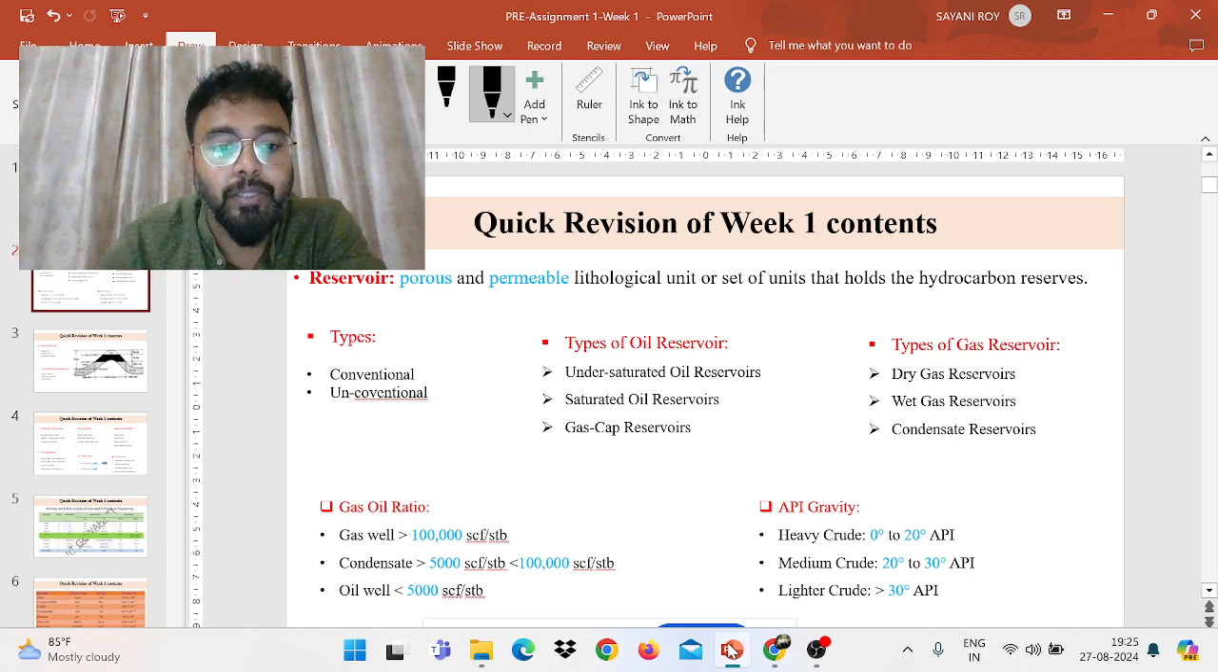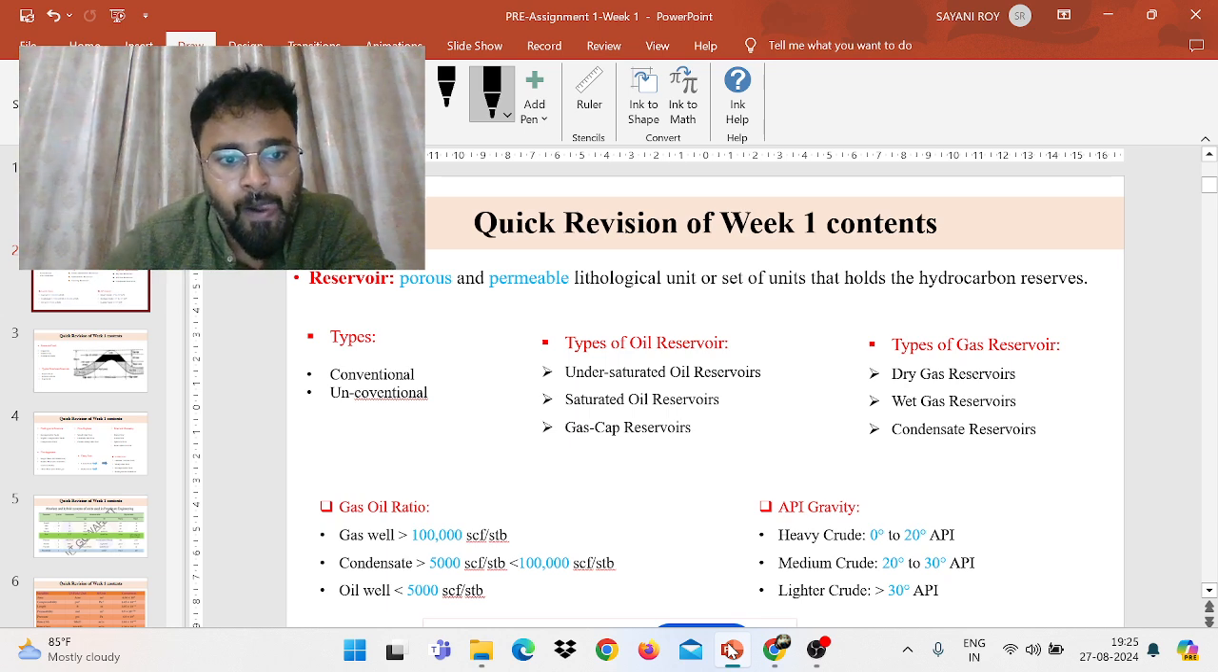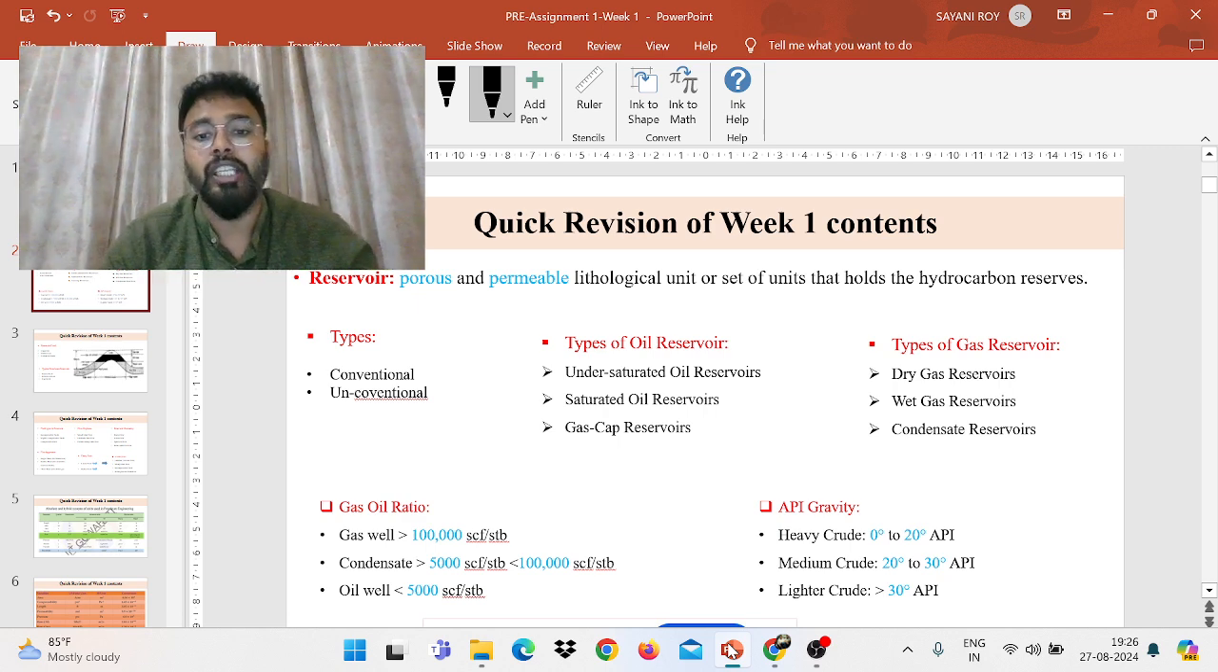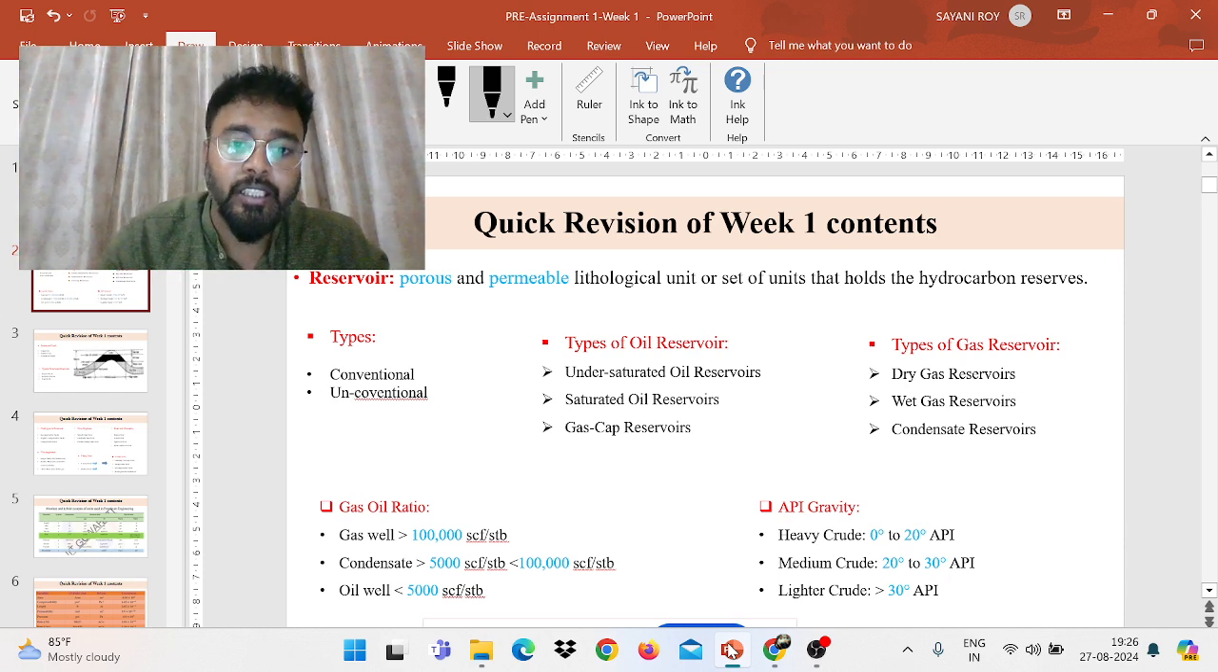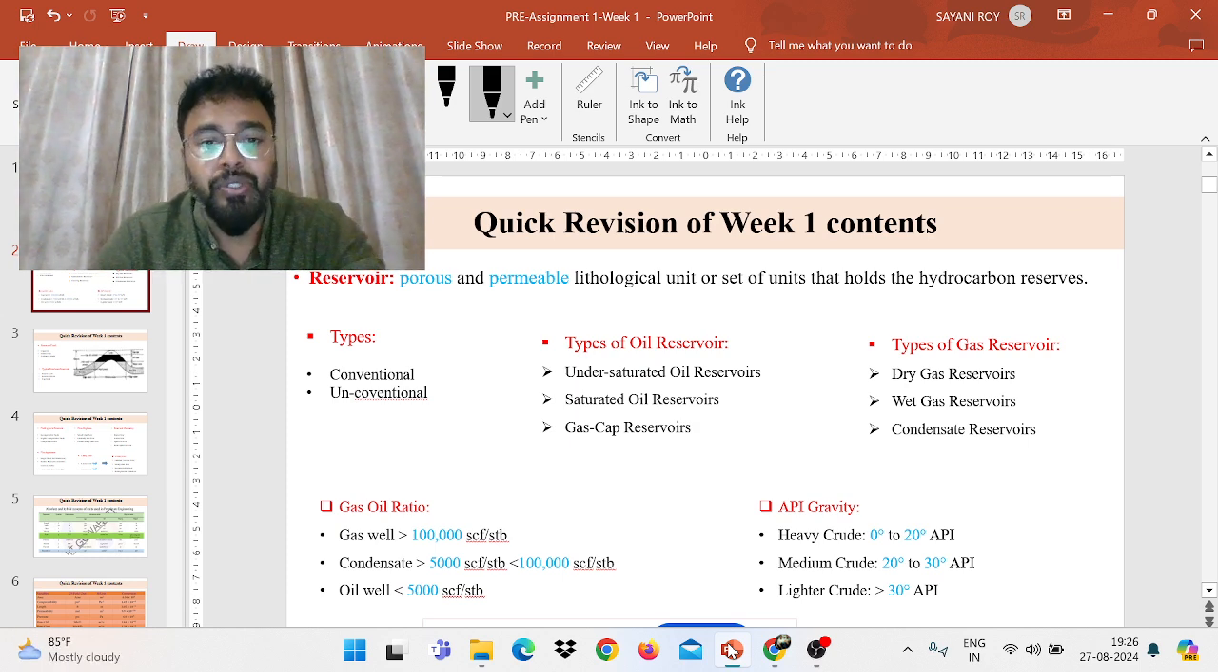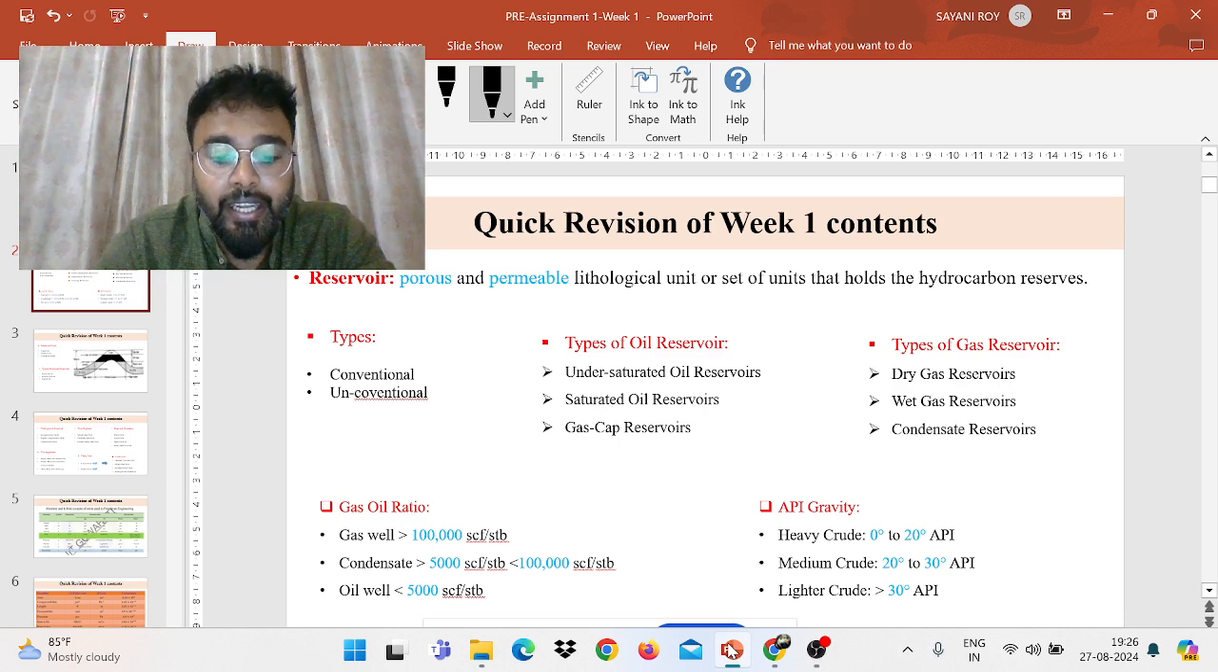I won't be going into details because that is already covered in your class. I will just go through some of the basics as a brush up before we do the assignment questions. I have already told the concepts of porosity and permeability. A reservoir is a porous and permeable lithological unit or set of units that holds the hydrocarbon reserves. Porosity and permeability are two very important concepts in reservoir engineering. Porosity is the amount of pores present in a unit of rock. If the porosity is 10%, then 10% of the rock is void space and the remaining 90% is solid matrix.